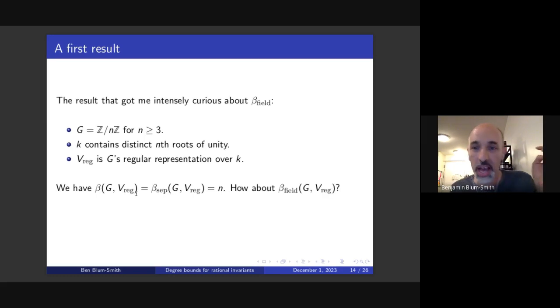But anyway, how about beta field? I invite you to take a second to think about what you expect it to be. I'll tell you in a sec. Is it also n? Is it n over 2? Is it square root of n? You ready for the answer?